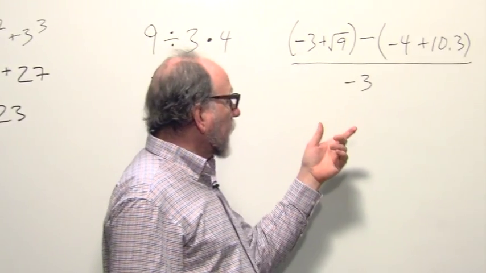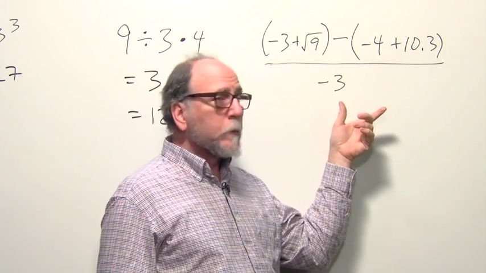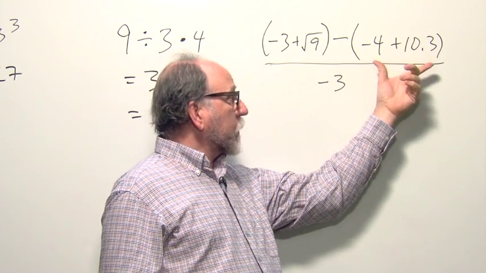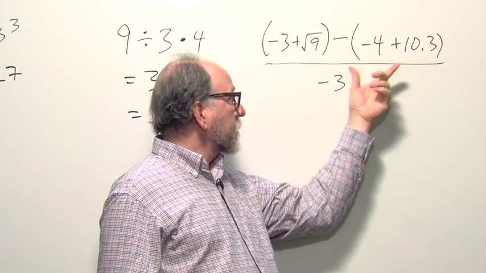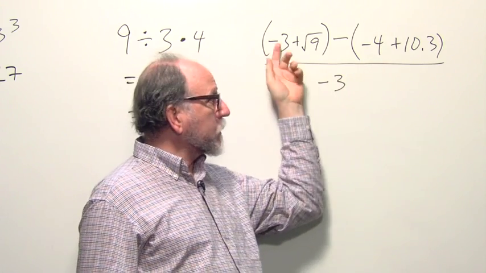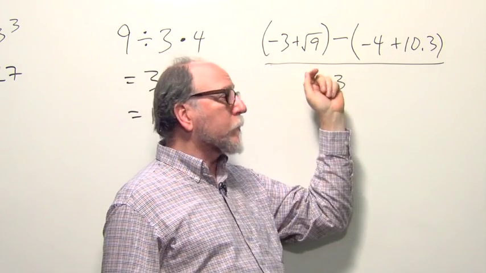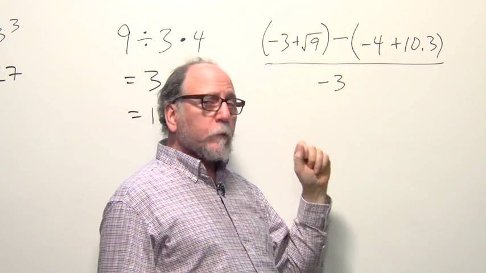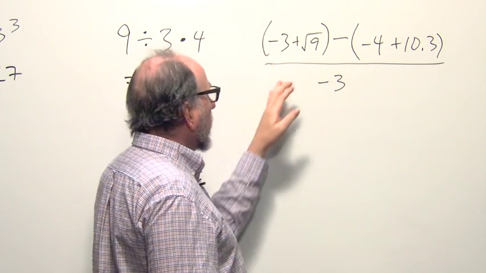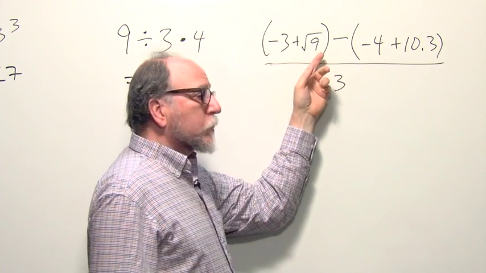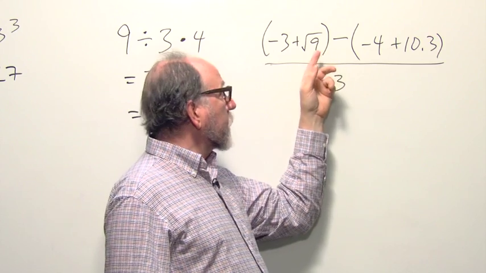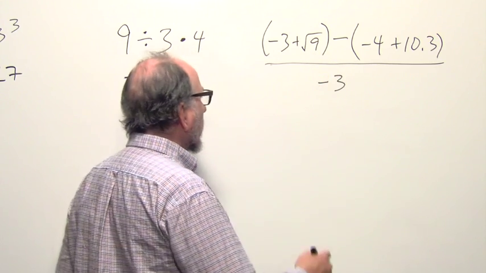Finally, a slightly more complicated problem. This has two sets of parentheses on the top, which we're going to have to simplify first. And this bar acts like parentheses too, so we have to simplify the whole top first to a single number before we divide by -3 in the end. So let's do the parentheses first. What's -3 plus the square root of 9? Well, the square root is like an exponent. We have to do that first. So the square root of 9 is 3.